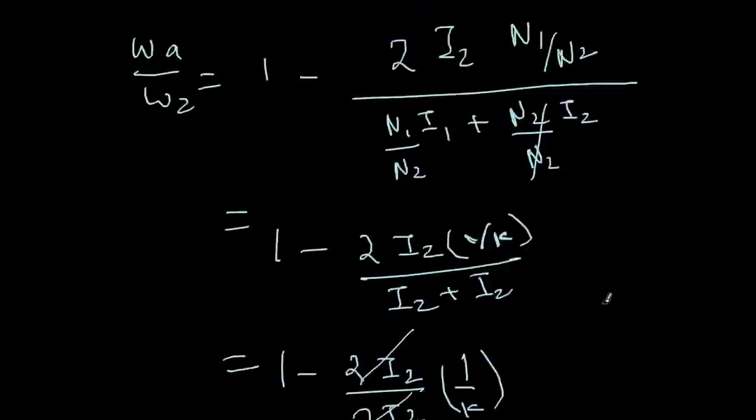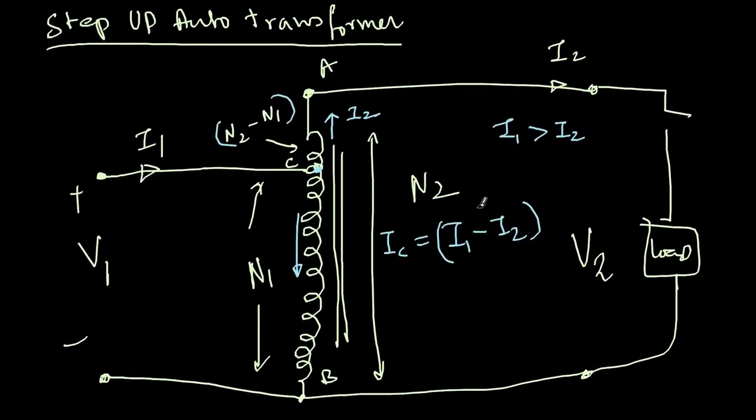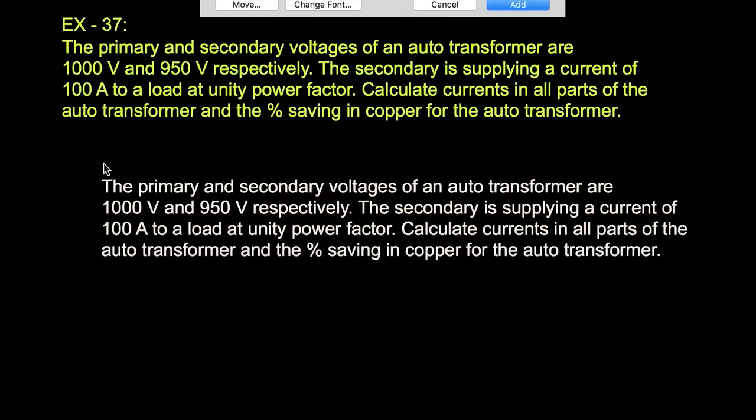So based on this, let's work out some numerical examples. I had shown you two cases: step down auto transformer and step up auto transformer, and based on that, we'll try to gain better understanding. Let's begin by looking at this example. This is example 37 about auto transformer. You might consider pausing the video now, look at the question, try to attempt the solution yourself, and you can later compare your answer with my answer. So I'll get started here.